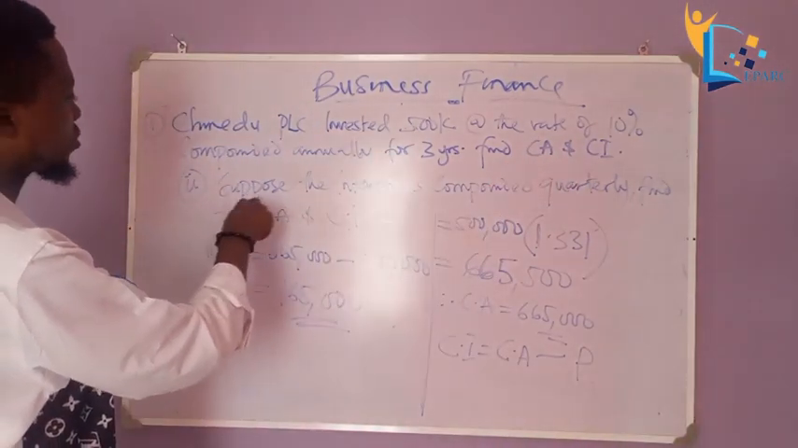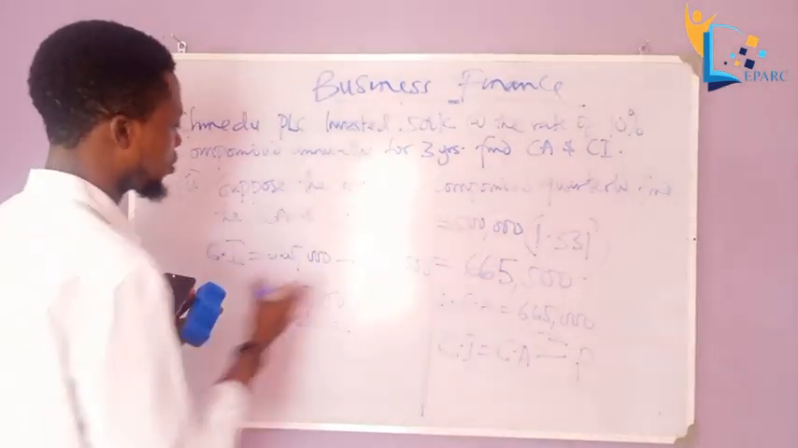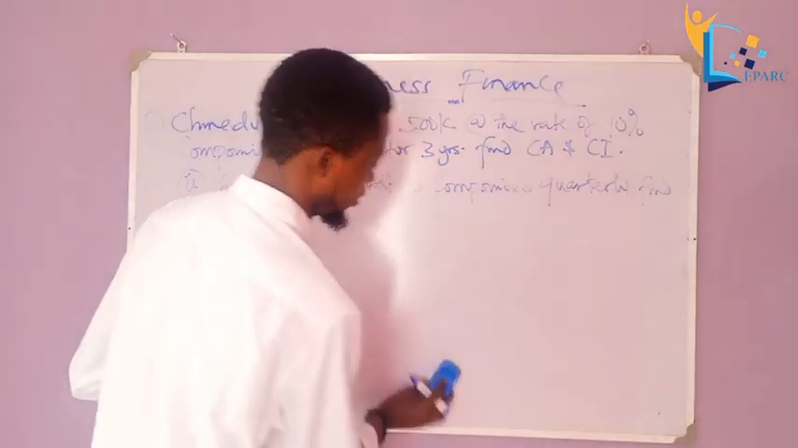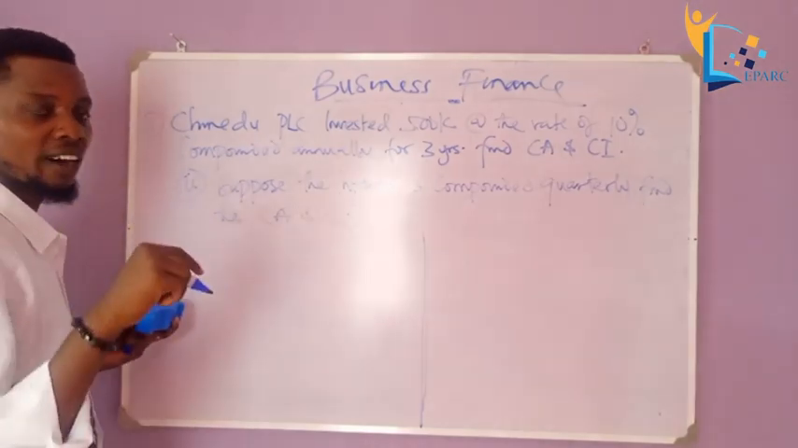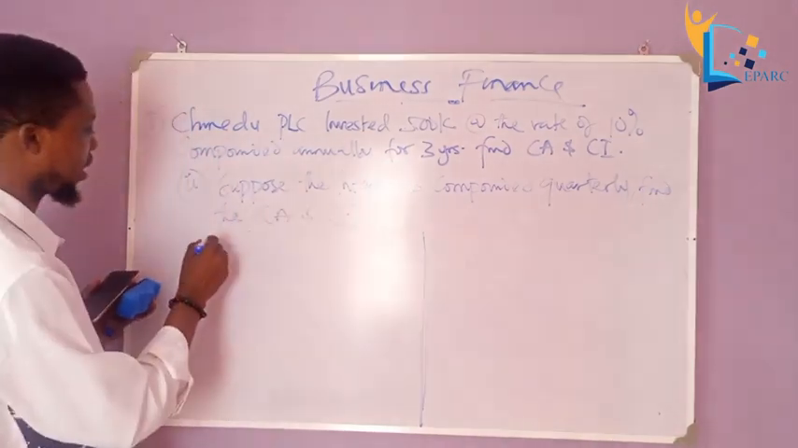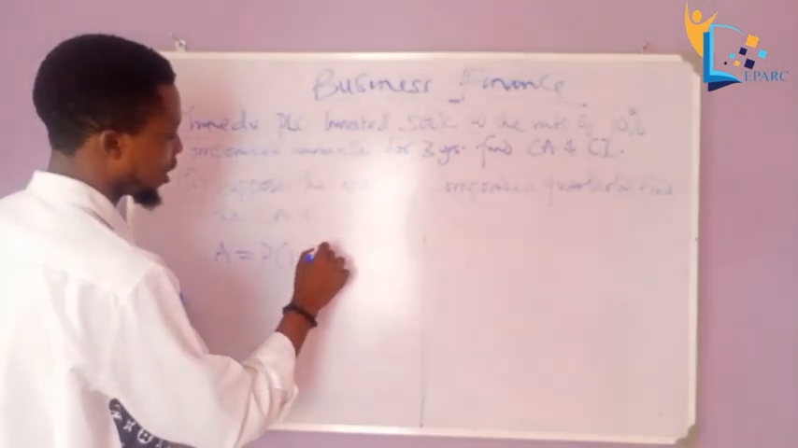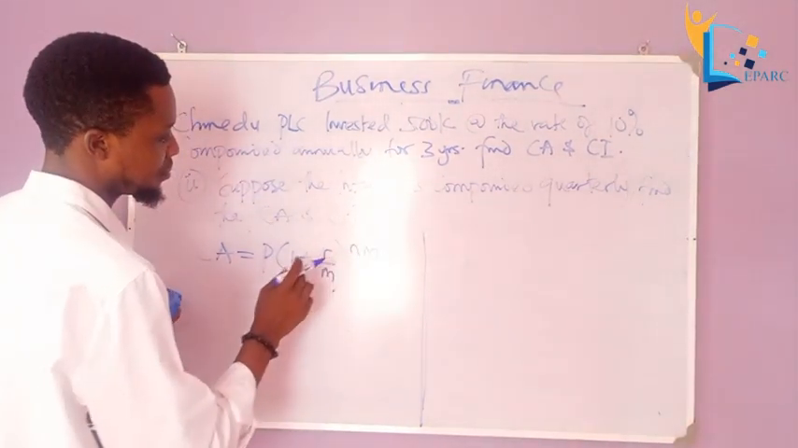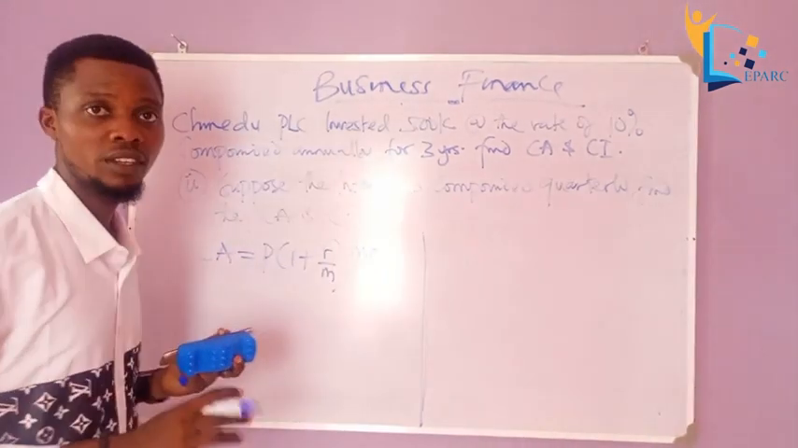Now, the second question says, suppose the interest is compounded quarterly. Find this compound amount and compound interest. To solve the second question, we'll use our formula for when interest is compounded more than once within a year. And what's the formula? CA is equal to P bracket 1 plus R over M, close brackets, MN. Did you get that?